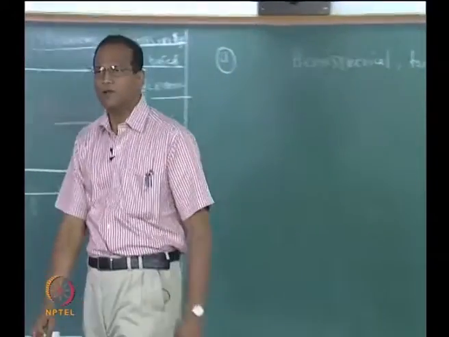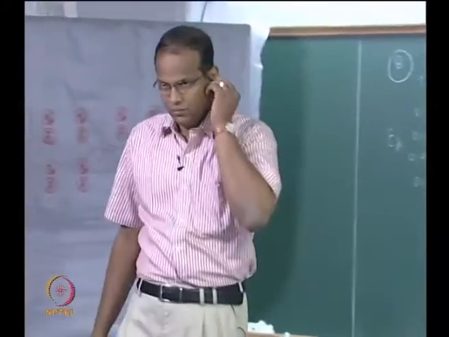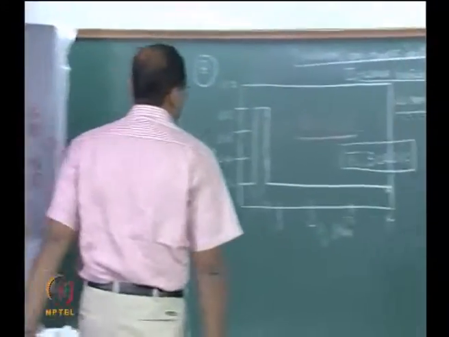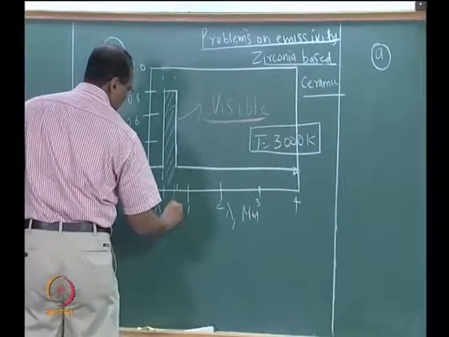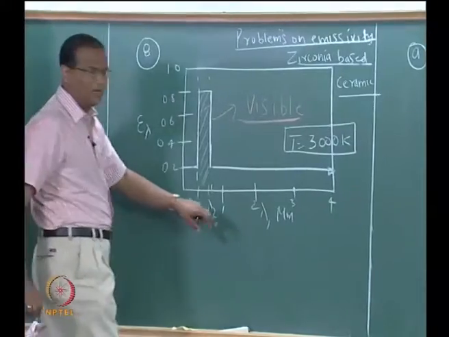I want to get the hemispherical total emissivity. Okay. So I call this lambda 1, this is lambda 2, right? Lambda 1 and lambda 2 is the visible part.